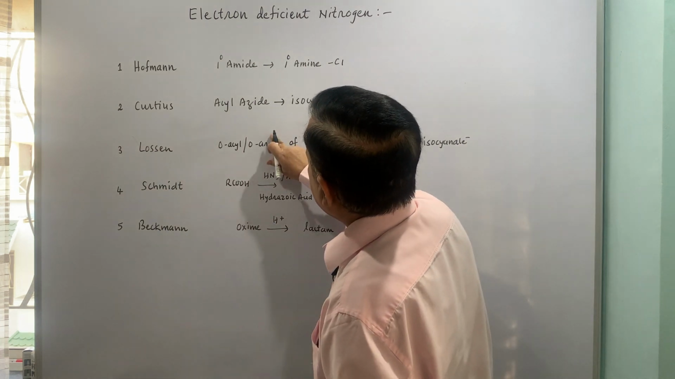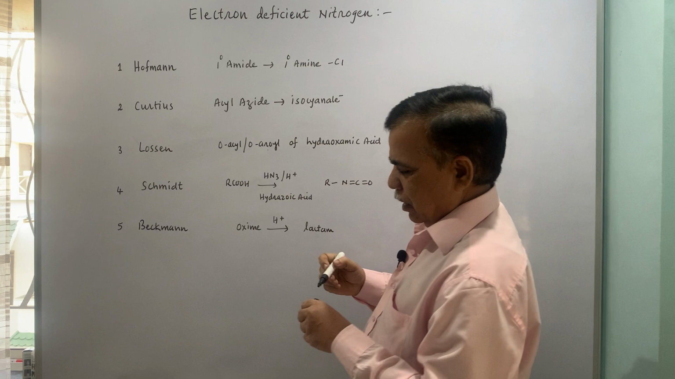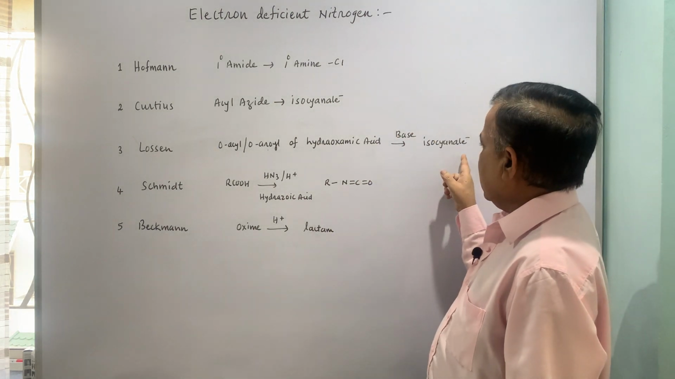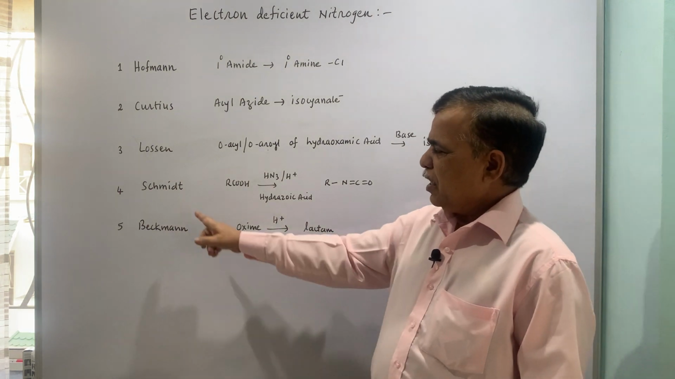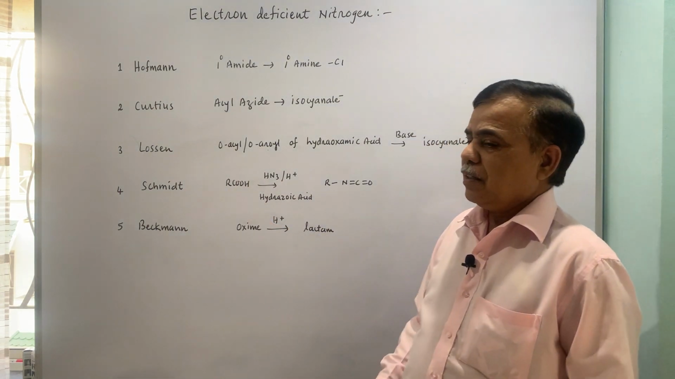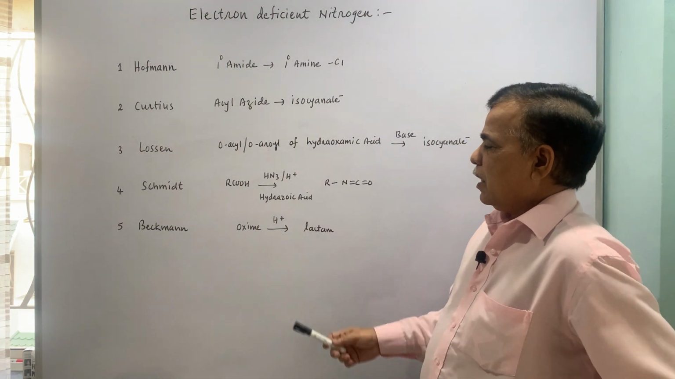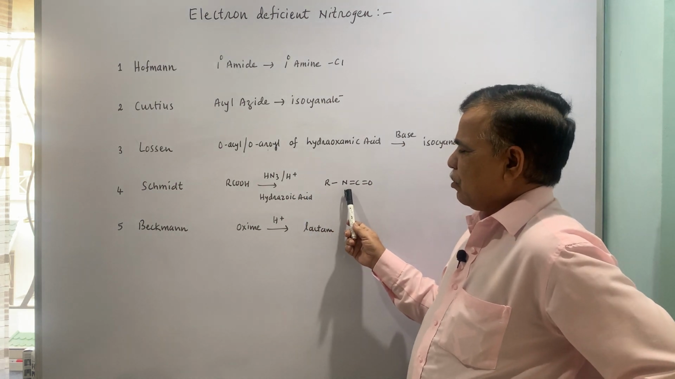derivatives of hydroxamic acids, when treated with base, you get isocyanate and thereafter it is worked up. Schmidt rearrangement, wherein the organic acid is treated with hydrazoic acid and in presence of mineral acid you get isocyanate.